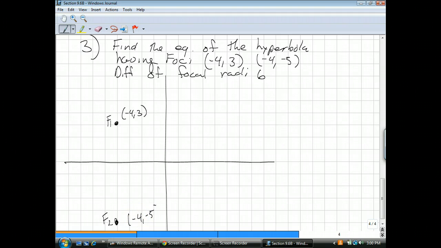Remember that the center is exactly in the middle of the foci. So the center has to be on this line. So the center has to be at -4, -1. So it has to be right here. Here's our center, because that's exactly the middle of that.